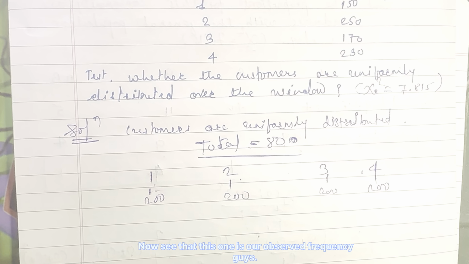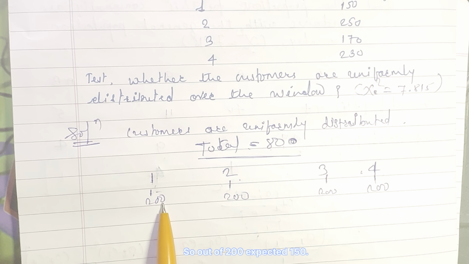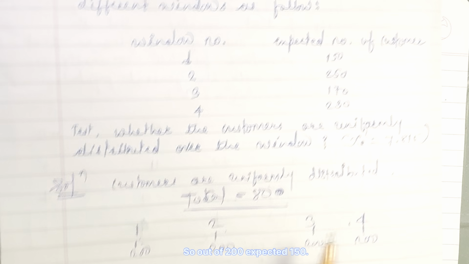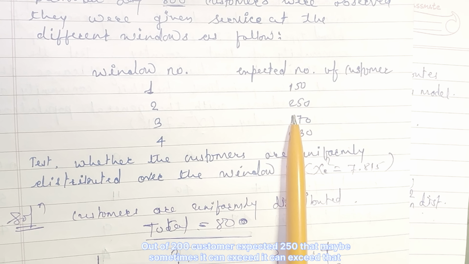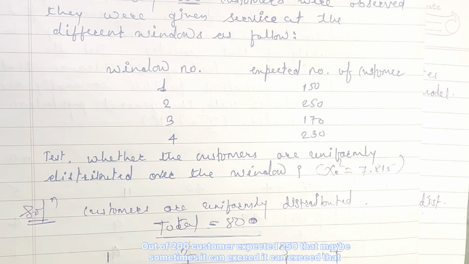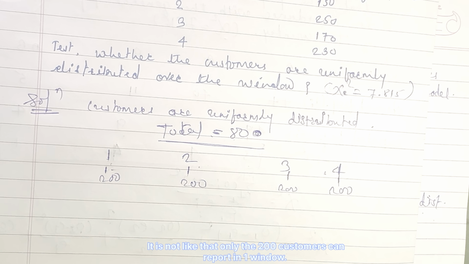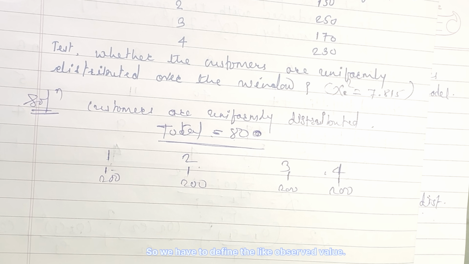Now see that this one is our observed frequency, guys. Out of 200 expected, 150; out of 200 customers, expected 250. Sometimes it can exceed 200. It is not like only 200 customers can report in one window. Maybe it can exceed more than this, or it can go less than this. So we have to define the observed values.